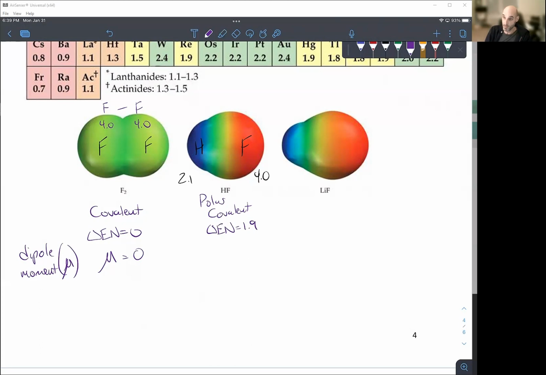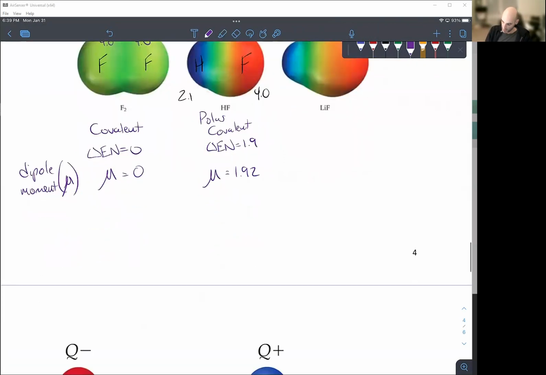All right, as soon as you introduce a metal, something changes, and we're going to see that in just a second. So the mu of this is equal to 1.92. The dipole moment is equal to 1.92. Again, we can measure that. We can just look and use the delta EN as kind of a scale.